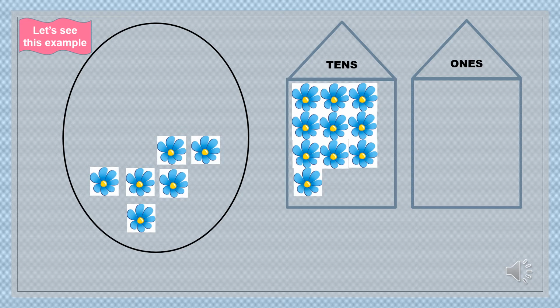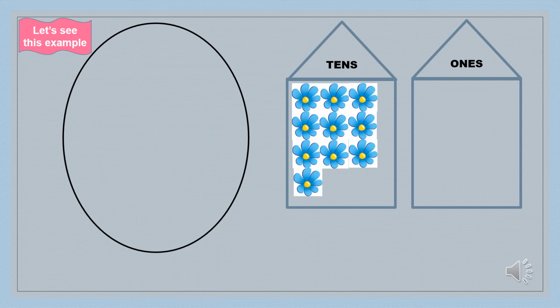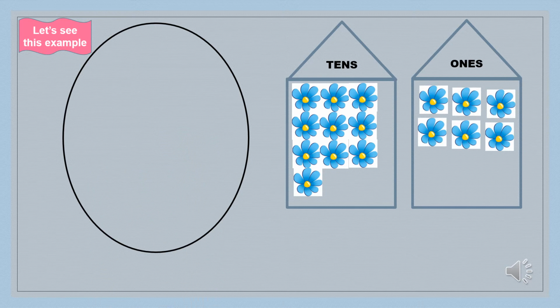Okay. Now what do you see, children? There are only 6 flowers left. That is not going to make a group of 10. That cannot go in tens house. That has to go in one's house. Okay, children? So again we are going to remove these flowers from here and take them into one's house, where they will be separately placed.